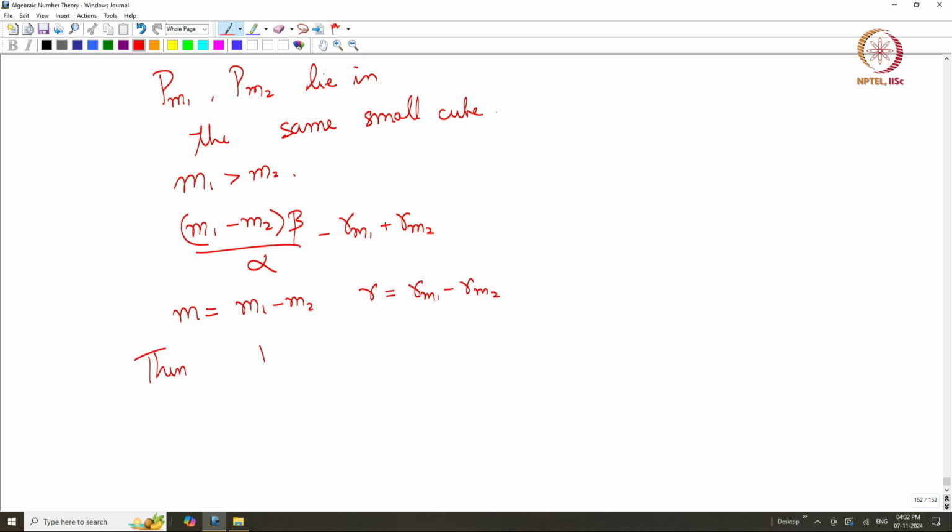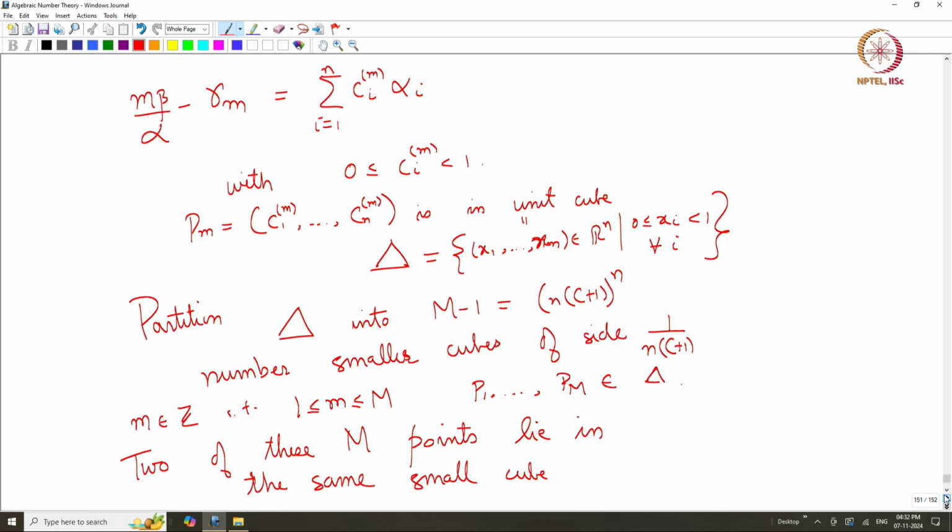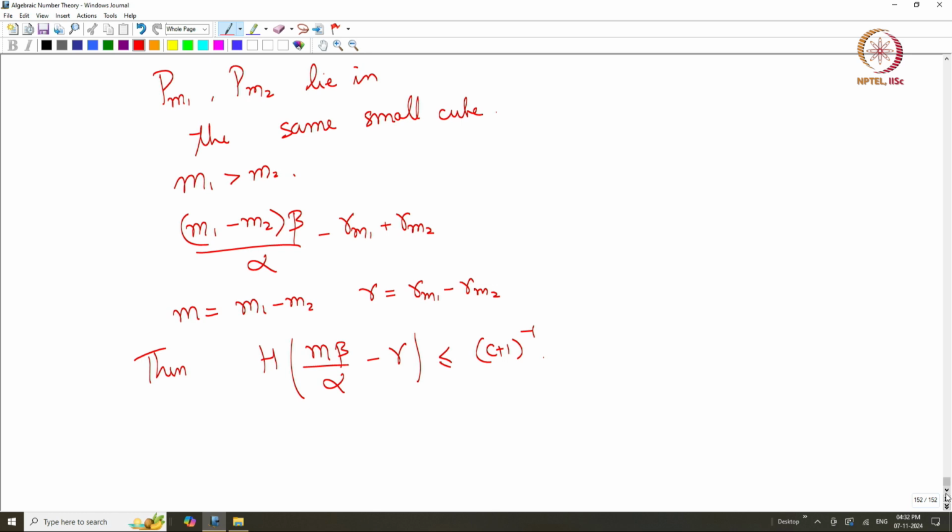And so, if you let m be m1 minus m2, gamma to be gamma m1 minus gamma m2, then it is easy to verify that height of m beta by alpha minus gamma is less than or equal to C plus 1 inverse, just by the fact of how things are, right, I mean, because of this. All right. So, maybe I will write it this way. So, this is summation C I m1 minus C I m2 alpha I, right.